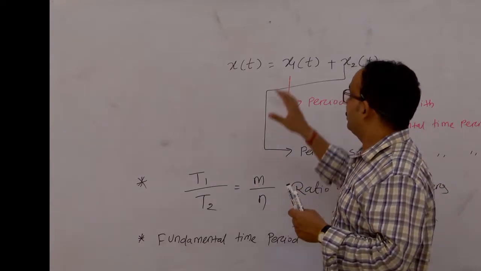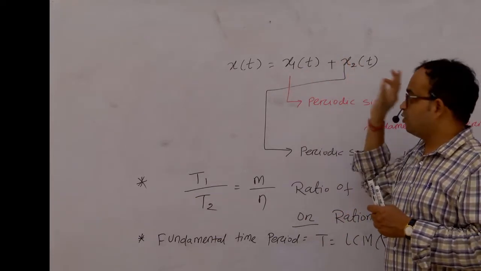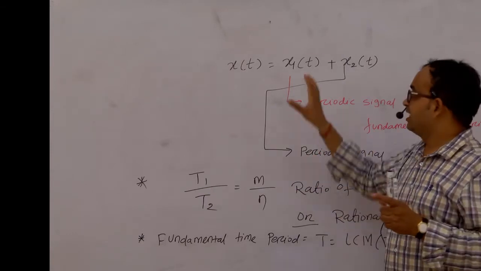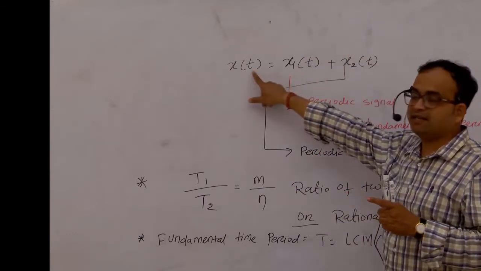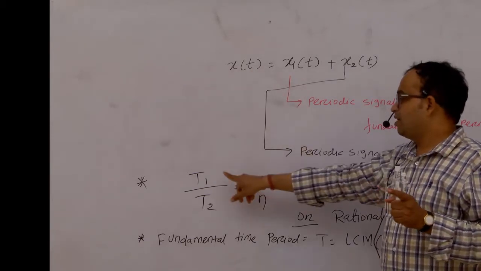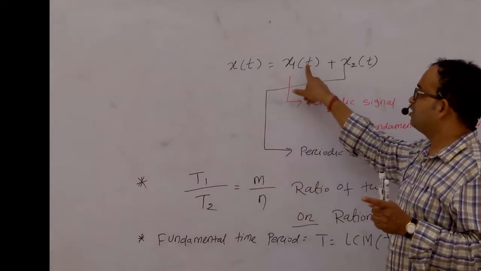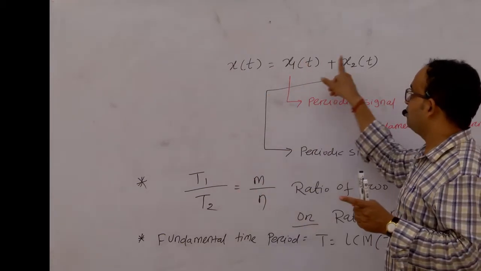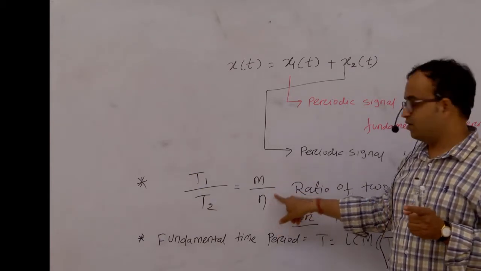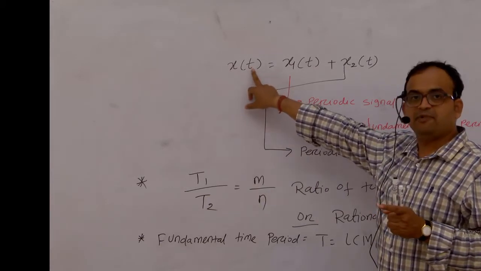Next, whether the addition of two periodic signals is periodic or not. We cannot tell whether it is periodic or not; it may or may not be periodic. The addition of two periodic signals may or may not be periodic. So how do we judge? We have to divide T1 by T2. T1 is the periodicity of x1, T2 is the periodicity of x2. If it is a ratio of two integers, or a rational number, then you can tell that the signal x of t is a periodic signal.